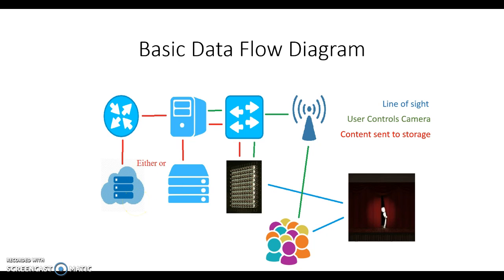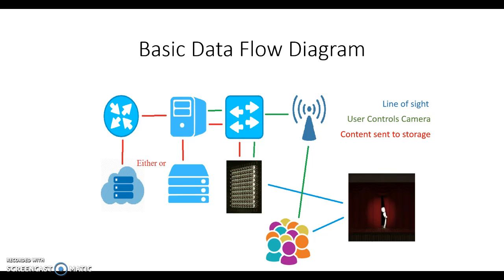This is a breakdown, a diagram of what I'm looking to do. You have the users. They would connect to the Wi-Fi. The Wi-Fi connects to the switch, which is in between the cameras themselves and the server. The server then records and pushes out the video to either a cloud storage or a local storage.